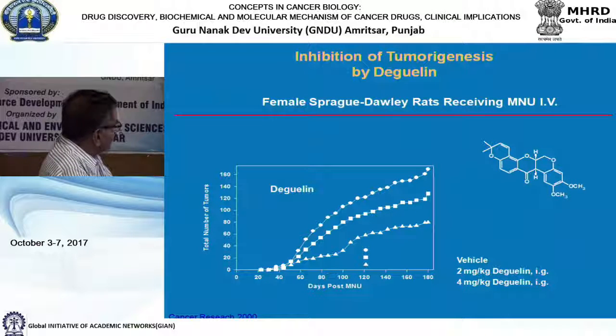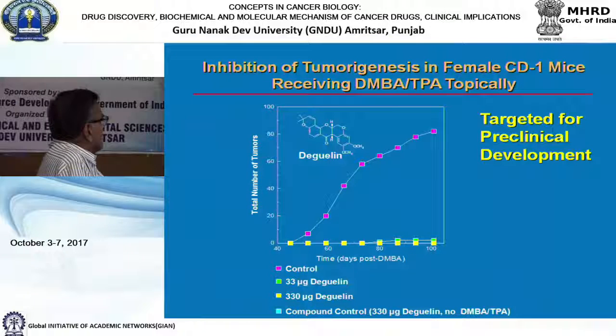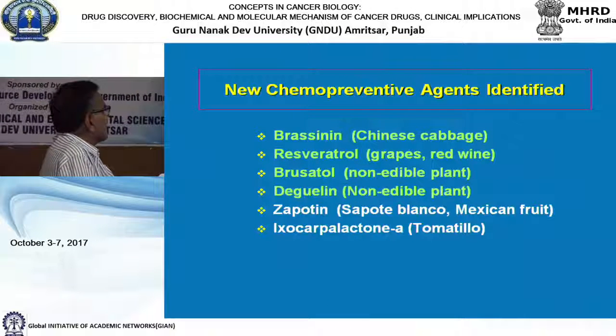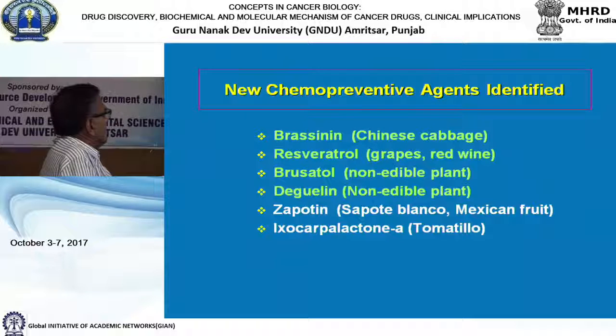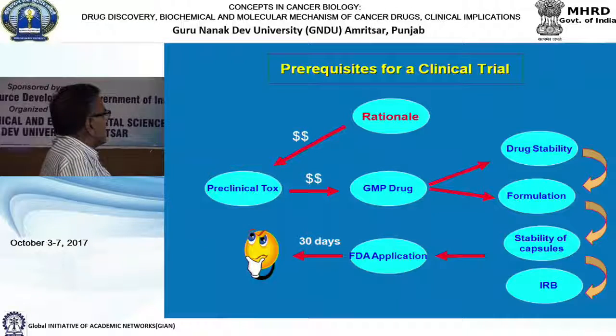This is dagulin. I'll be talking about dagulin later on. This is cancer research, but the original dagulin paper came out in Nature Medicine. The one I was showing you, at two different concentrations, had a dramatic effect on skin carcinogenesis. Some of the other compounds that we have papers on are brassinin from cabbage, resveratrol from grape, brucetrol from a non-edible plant, sapotin from chiku, and ixocarpalactone from tomato. There are lots of other chemopreventive agents, and you have this slide, so you can go through these in your system.